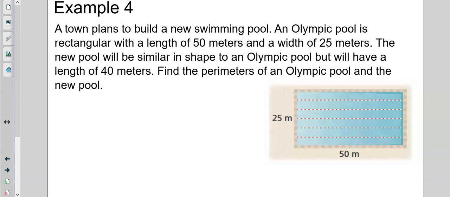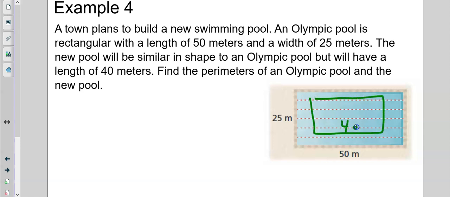So, a town plans to build a new swimming pool. An Olympic pool is rectangular with a length of 50 and a width of 25. The new pool will be similar in shape, but will have a length of 40. So it's going to be a little bit smaller.